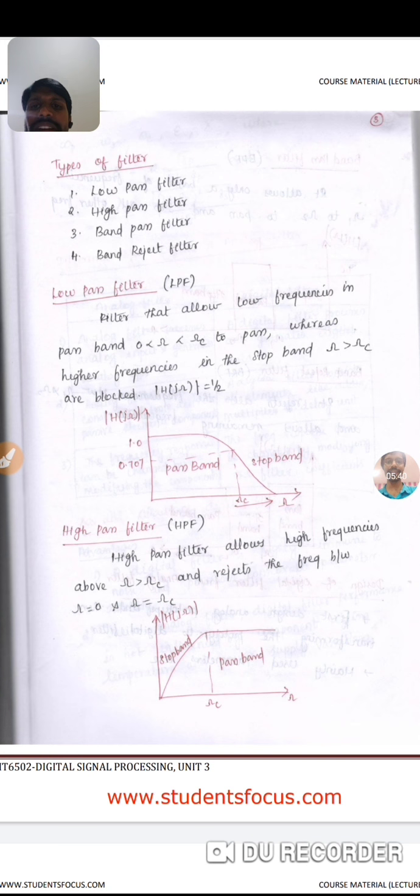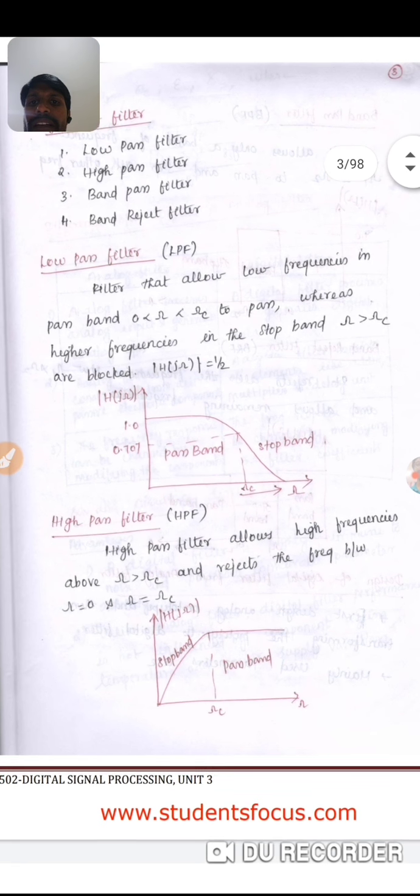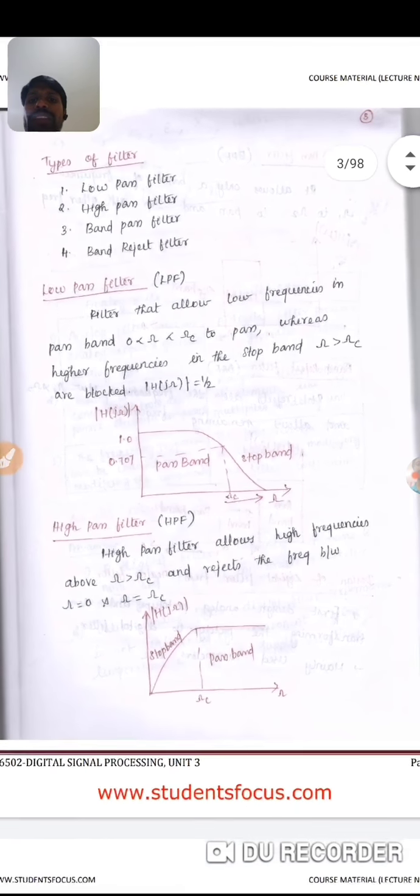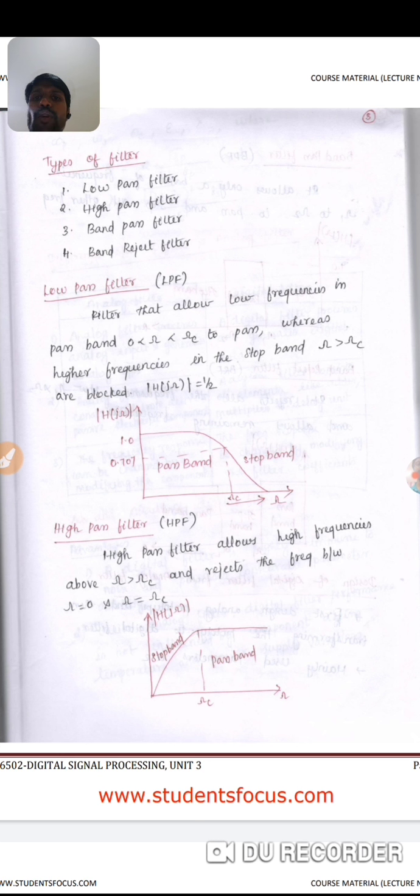Let us review the different types of filters. As we know, a low pass filter is a filter which allows lower frequencies to pass through it and rejects all the higher frequencies. That means it allows only the lower frequencies between 0 to omega c, where omega c is the cutoff frequency, and the frequencies greater than omega c will be blocked.